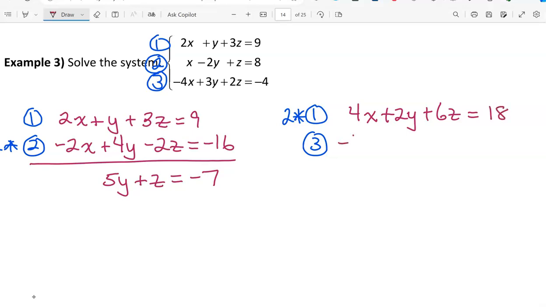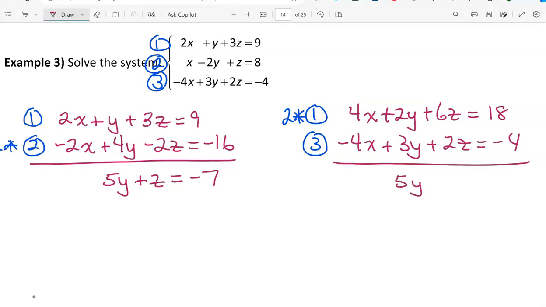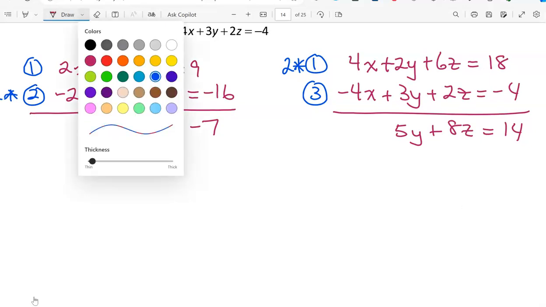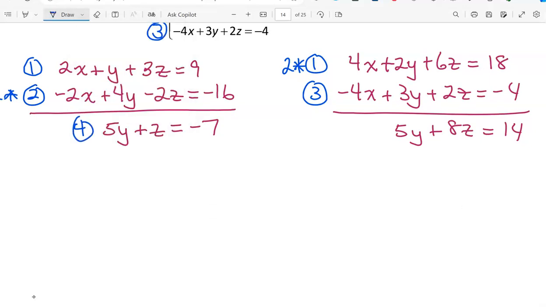Now let's bring down equation number 3. Negative 4x plus 3y plus 2z is equal to negative 4. Adding the equations together, we get 5y plus 8z is equal to 14. Let's call those equations number 4 and 5.